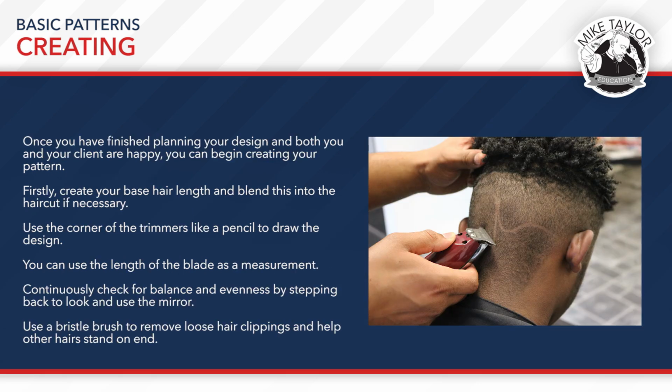So creating. Once you have finished planning your design and both you and your client are happy, you can begin to create the pattern. Firstly, create your base hair length and blend this into the haircut if necessary. Use the corner of the trimmers like a pencil to draw the design. You can use the length of the blade as a measurement. Continuously check for balance and evenness by stepping back and using your mirror. Use a bristle brush or a fade brush to remove loose hair clippings and help other hairs stand on end to get the perfect result.